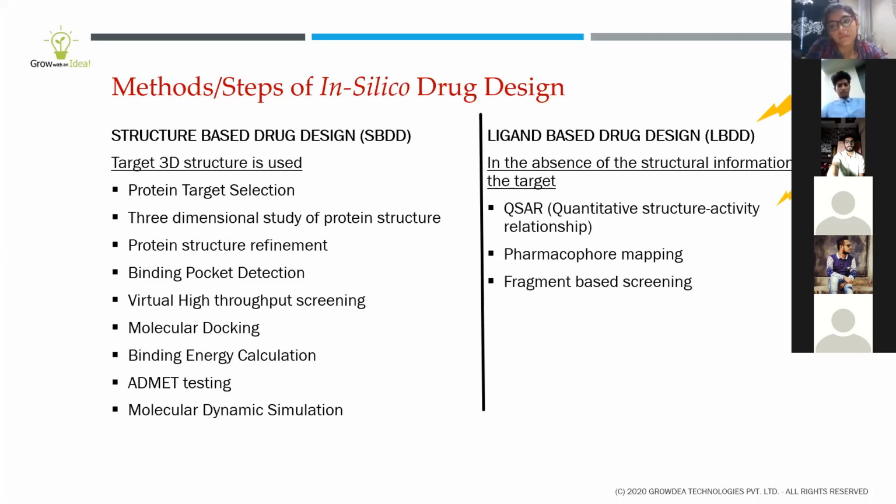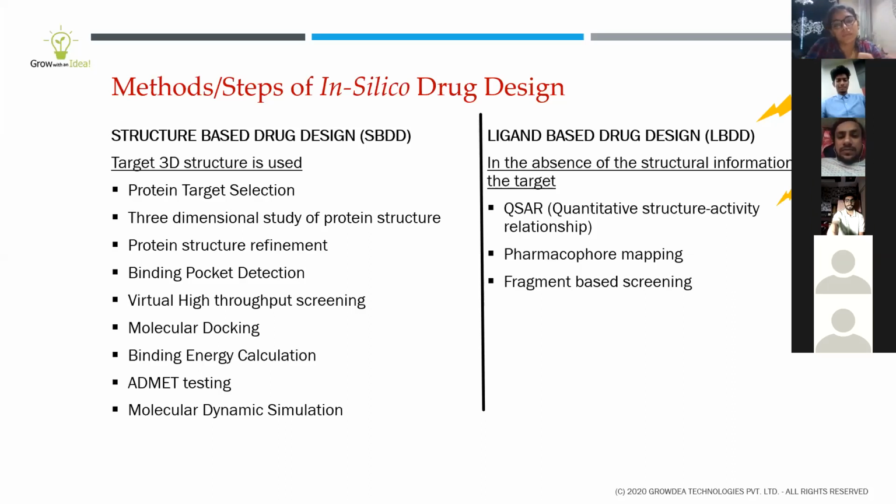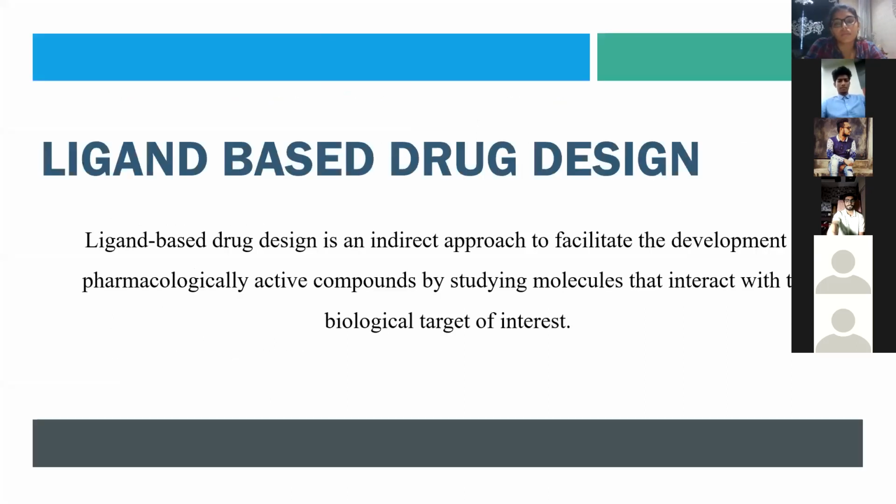In ligand-based drug designing, one of the techniques which is majorly used, and some of you might be aware of it, is called QSAR, which is quantitative structure activity relationship. This is the major topic that we are going to cover, and I will discuss it more. We also have a technique called pharmacophore mapping, which we will cover in brief. And there is also something called fragment-based, which is not a part of this workshop or this webinar.